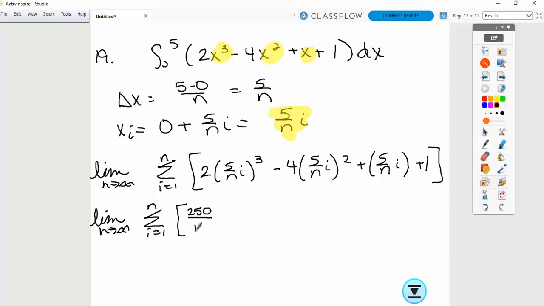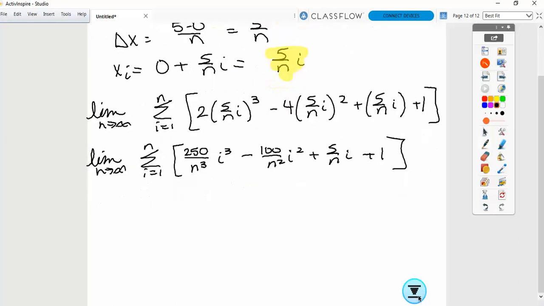Okay, so 5 cubed is 125 times 2 is 250 over n cubed times i cubed. 5 squared is 25 times 4 is 100 over n squared times i squared. So now we're ready to do the sum. So 250 over n cubed would stay.